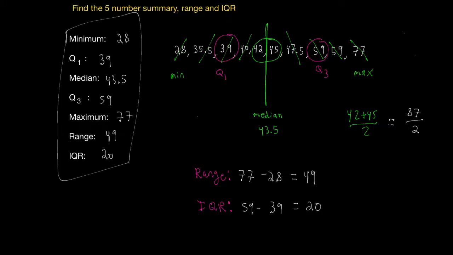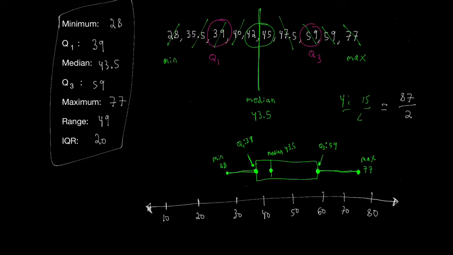And here we go. Now another thing we can do is to actually draw the box and whiskers plot. So let's go ahead and do that quickly. And here's a sketch of the box and whiskers plot. So I scaled my number line by tenths. And there you have it.